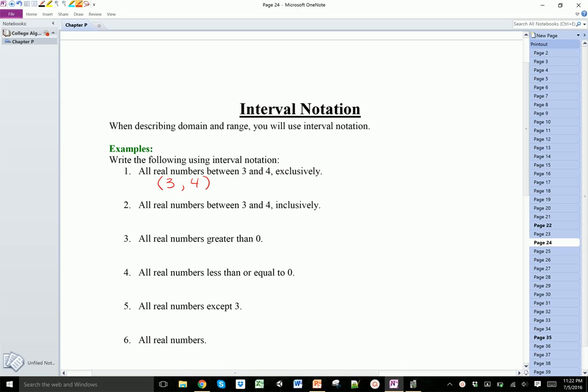If we wanted to do all numbers between 3 and 4 inclusively, we would do the same thing, but we would use brackets because brackets show that the endpoints are included.